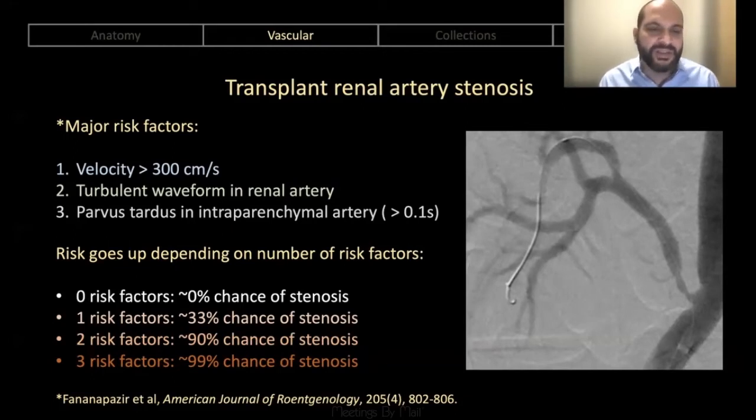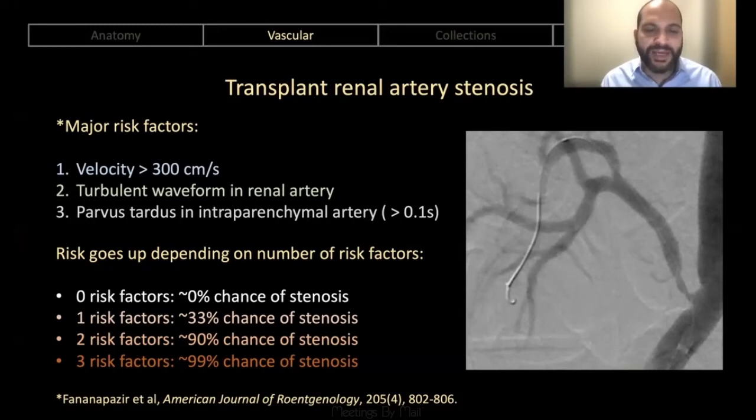One of them was, is their velocity greater than 300 centimeters per second? The second is, is there that turbulent waveform pattern that you can see in the renal artery, which suggests a more distal stenosis, a stenosis that's more proximal to that area? And then finally, do you find parvus tardus waveforms within the intraparenchymal artery?